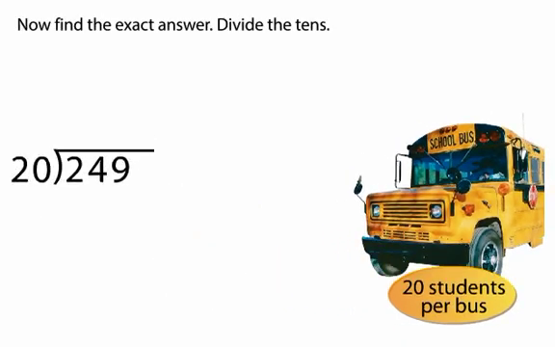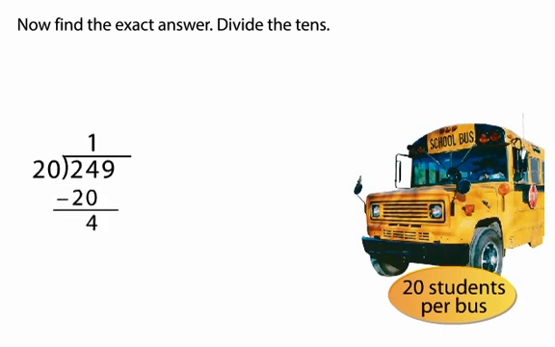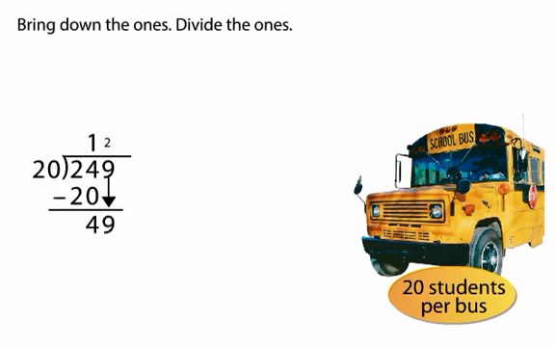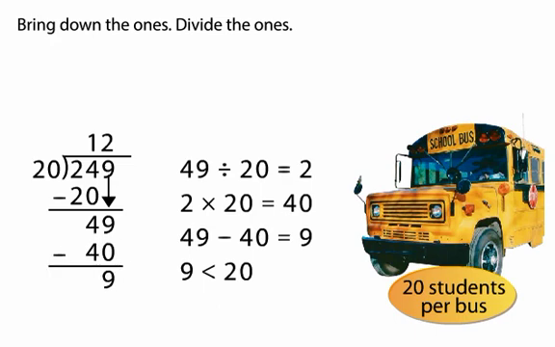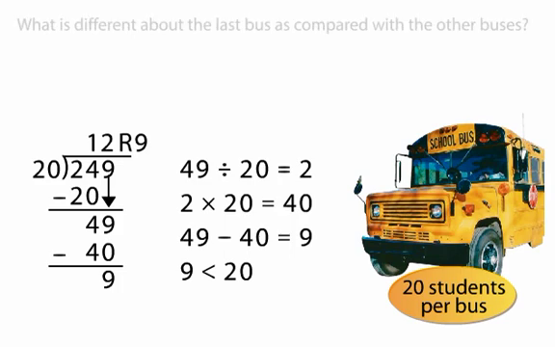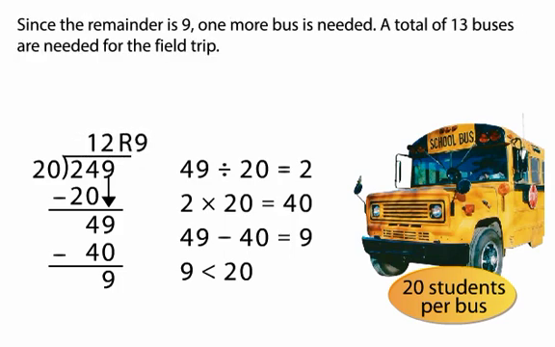Now, find the exact answer. Divide the tens. Bring down the ones. Divide the ones. What is different about the last bus as compared with the other buses? Since the remainder is 9, one more bus is needed. A total of 13 buses are needed for the field trip.